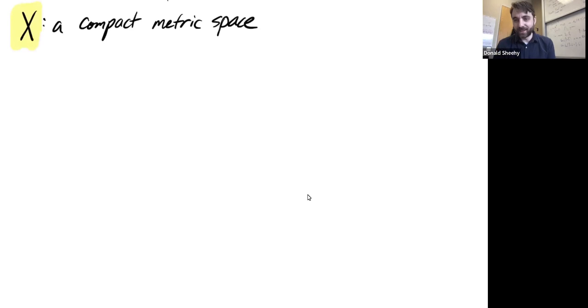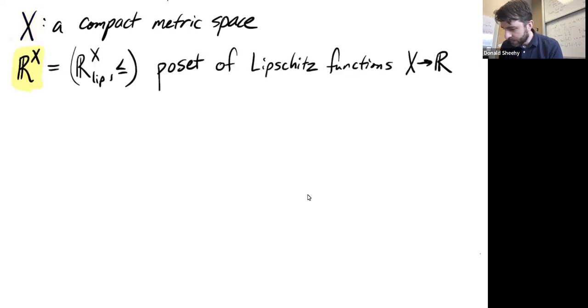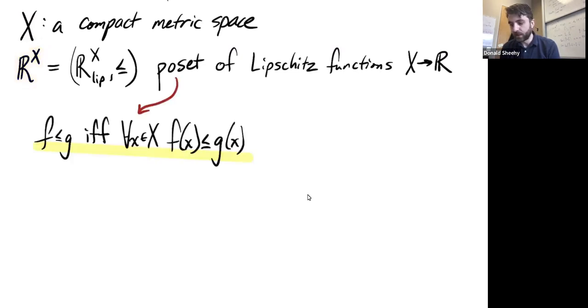Okay, so now I'm going to have to lay out a bunch of definitions here. I'm going to say that X is a compact metric space. It's not super important that it's compact; it's useful for simplifying some stuff. And I'm going to take R_X here, the poset of real valued Lipschitz functions on X. When I say it's a poset, I'm going to use a pointwise partial order. So one function is less than or equal to another function if it's less than it at every point in the space. This is a very simple way to define a partial order on real valued functions.